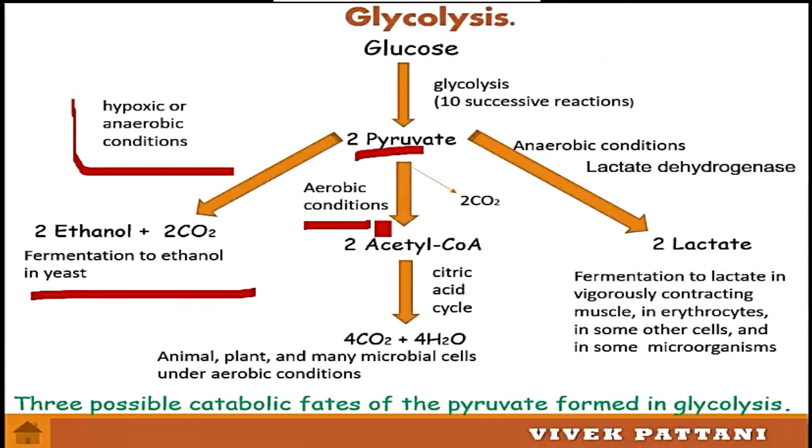So when aerobic conditions are available, pyruvate molecules will be converted into acetyl CoA, and the final products of the citric acid cycle will be carbon dioxide and water. This occurs in all living organisms where the TCA cycle occurs. And why is the TCA cycle important?